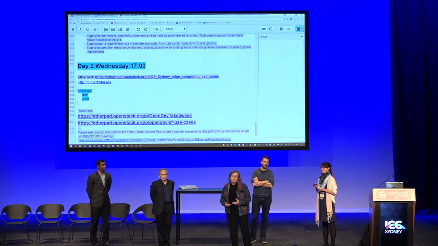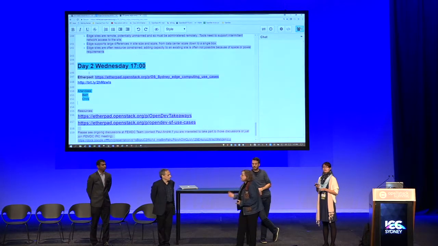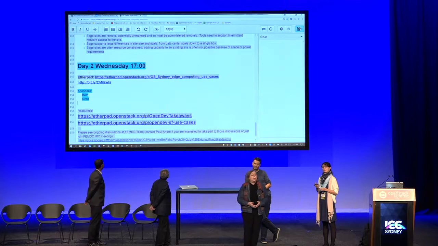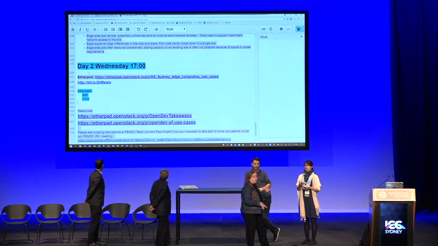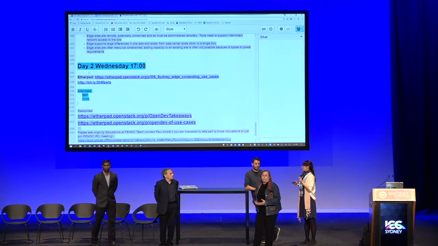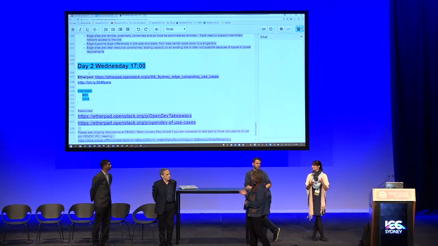And then there's two parts to that. One was the forum, which is up on the screen, and you can join in the Etherpad, please do. The team up here are people who are all working on an edge computing white paper that we're planning to publish in about a month or so.